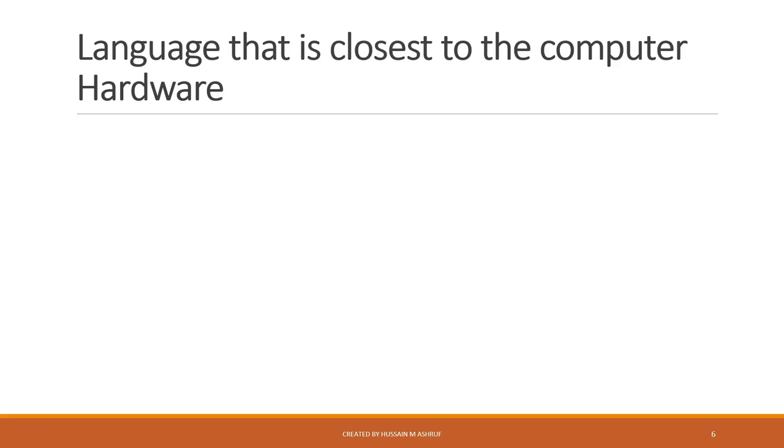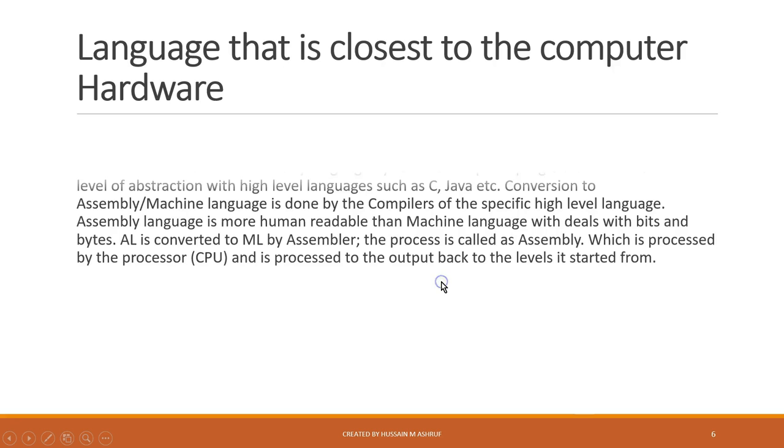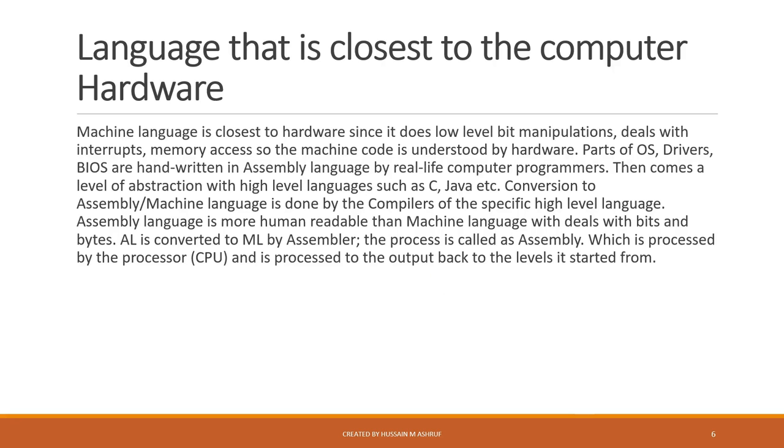Language that is closest to the computer, right? We are talking about language because that is important. Machine language is the closest to the hardware since it does low level bit manipulations, deals with interrupts, memory access, so the machine code is understood by the hardware. Parts of operating system, drivers, BIOS, are handwritten in assembly language by real-life computer programmers. Then comes a level of abstraction with high-level languages such as C, Java, C Sharp, etc.